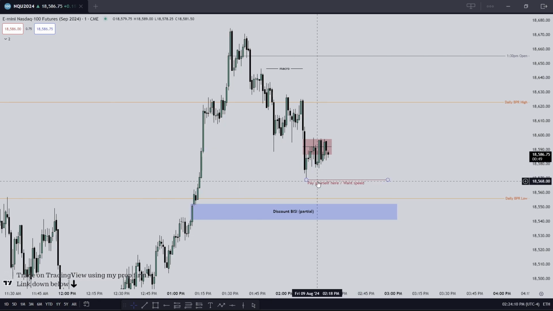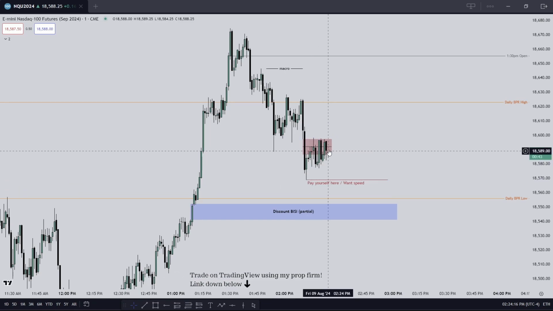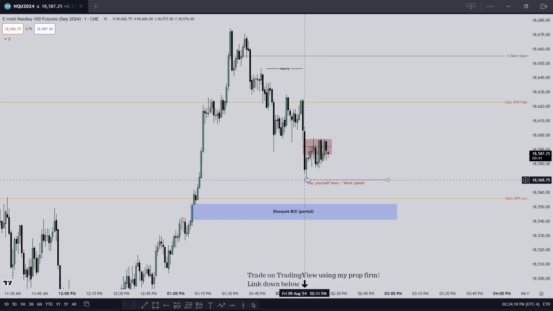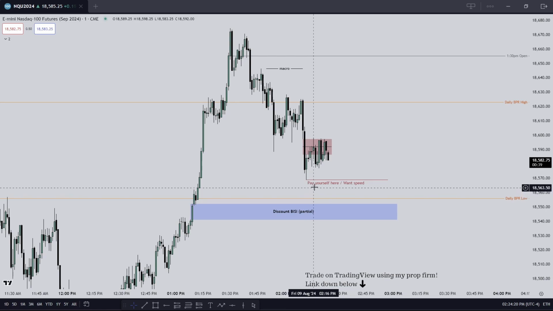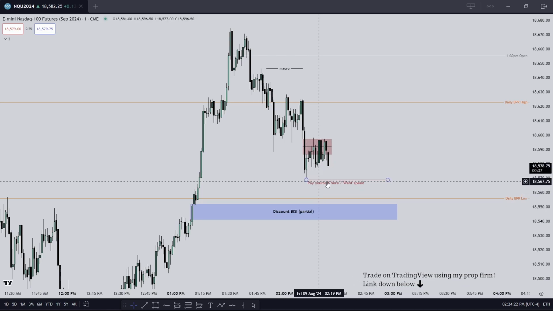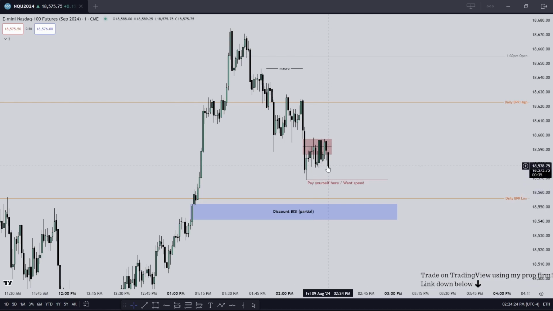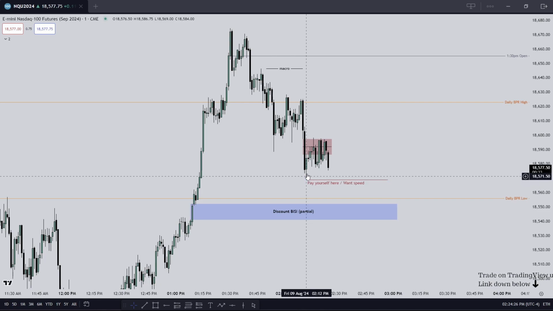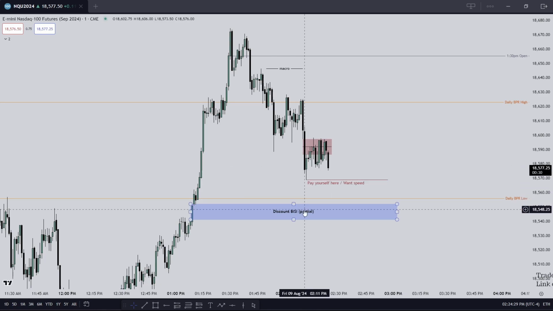Okay, so if we were to take out this low, that's a partial. That's an area where you want to pay yourself. And then I'm also watching, I want speed here as we rip through that. Okay, I don't want us to take out this low and stall around. I want fast, large, down close candles, ripping through that, and then getting our partial discount BISI down here.